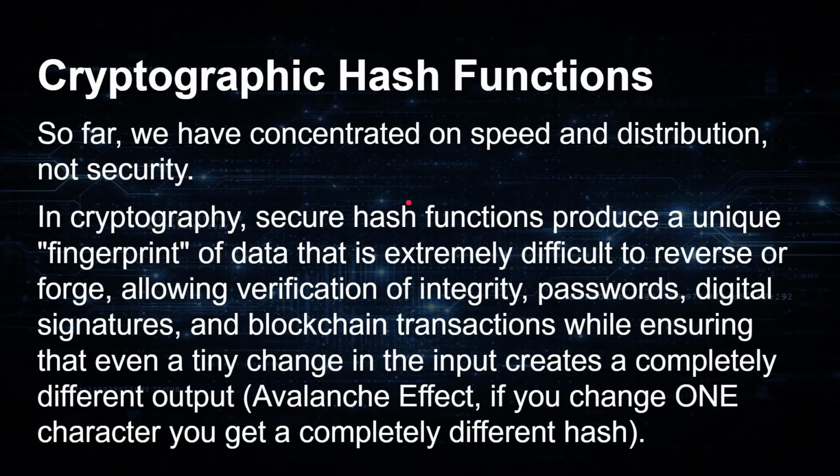So in cryptography, secure hashes provide a unique fingerprint of data that's extremely difficult to reverse or forge, allowing verification of integrity of passwords, digital signatures, blockchain transactions, while ensuring that even a tiny change in the input creates a different output, and that's called the avalanche effect. If you change one character, you get a completely different hash, not just a one character different hash.